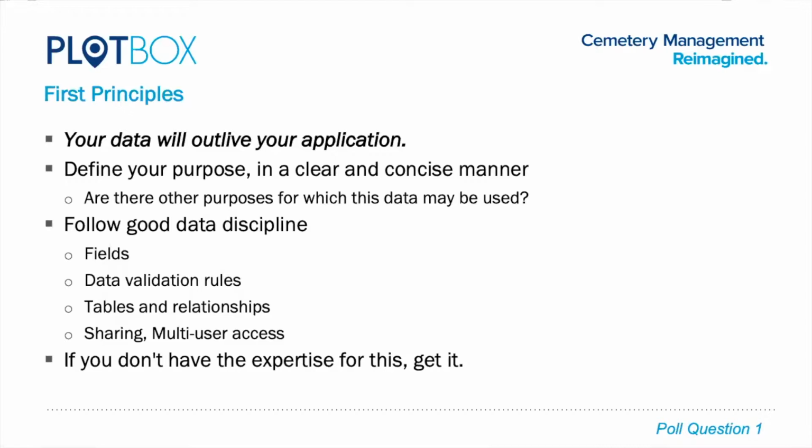Second thing is to set up data validation rules. What does good data in this field look like, and how should it be? Third thing is to make sure you define the relationships among the data and essentially build out tables so that you can define that. And then you want to consider, how is it going to be used? How is it going to be shared across a group of people, or is this going to be single use? One thing that I'll say up front with this is, if you don't have the expertise to make these determinations, get it.